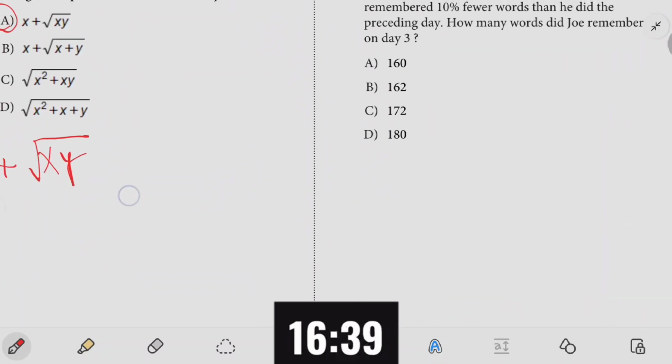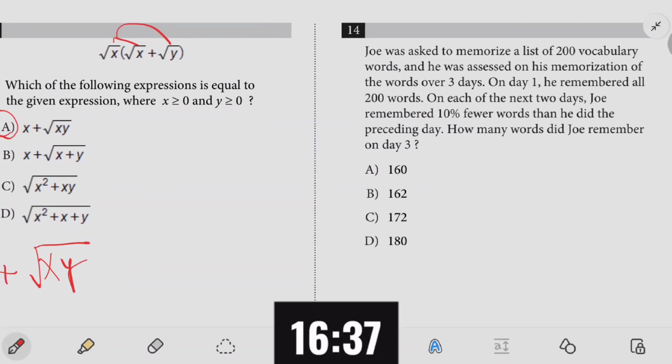Okay, let's move on. Oh, okay, we're right here. Joey was asked to memorize a list of 200 vocabulary words, and he was assessed on his memorization of the words. Over 3 days, on day 1, he remembered all 200 words. On each of the next 2 days, Joey remembered 10% fewer words than he did the preceding day. How many words did Joey remember on day 3? Okay.